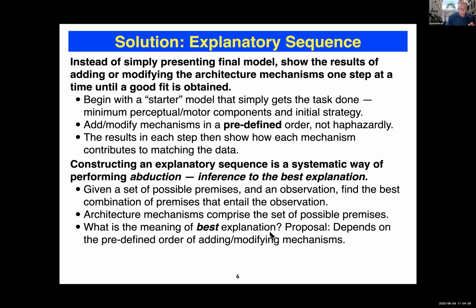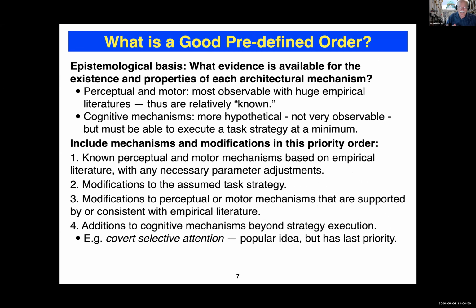So what's the meaning of the best explanation? The proposal here is that it depends on this predefined order of adding or modifying mechanisms. What's a good order? I'd argue it's the epistemological basis. What evidence is available for the existence and properties of each architectural mechanism? So the perceptual and motor mechanisms are actually the most observable, huge empirical literatures going back to the 19th century. Thus, these are relatively known.